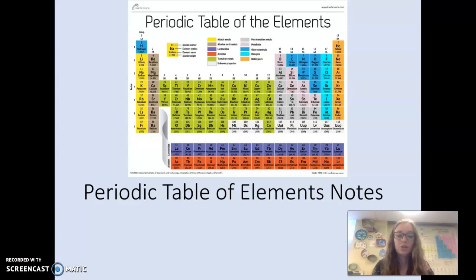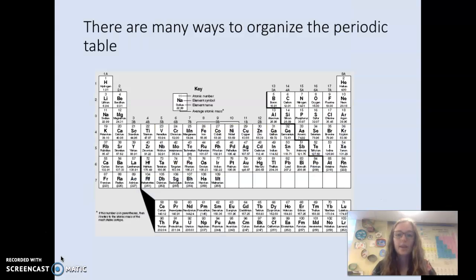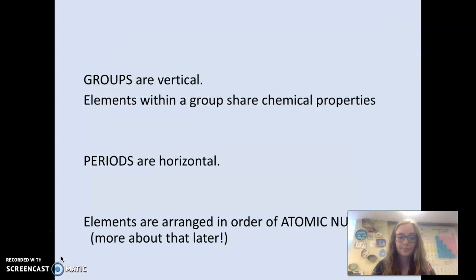Please make sure you have your chemistry notebook out and label your notes periodic table of elements, and also have today's date on it. There are many ways to organize this periodic table of elements. In a previous video, you saw that this is how we typically use the periodic table of elements today.